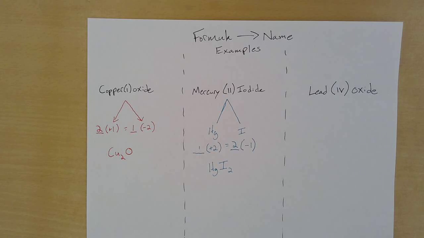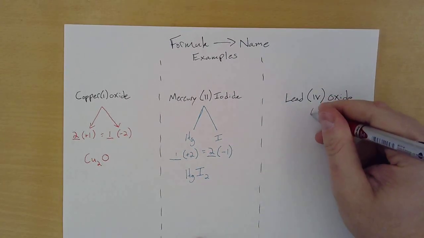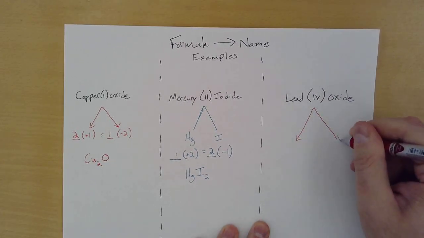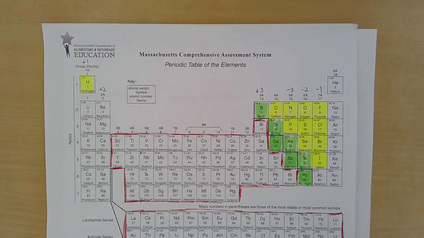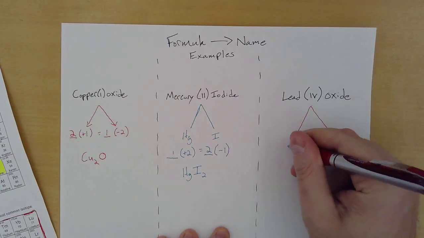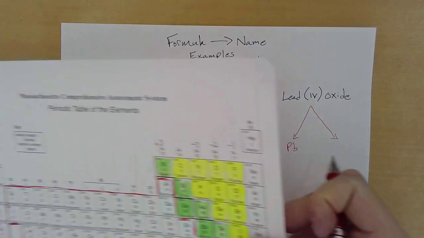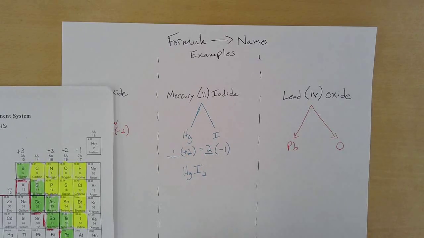And then the very last one that we'll do together is lead 4 oxide. So let's take a quick peek here. So first thing we're going to do, we're going to look up what the symbols are for these things. So we have lead. So I'm going to look through. Oh, there it is right there. Pb. So lead. Okay. And then oxide. So we have oxygen. Oxygen is an O.